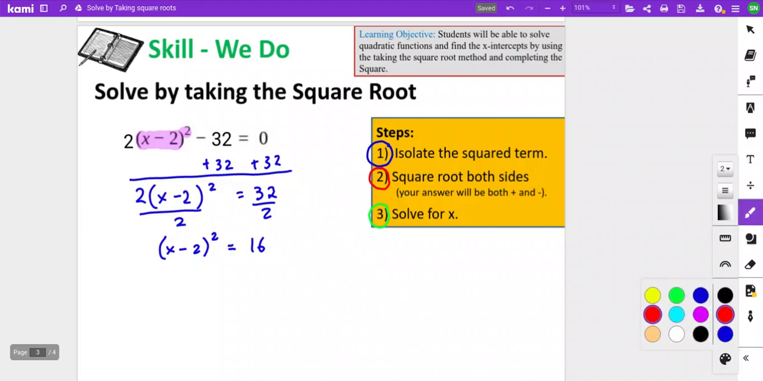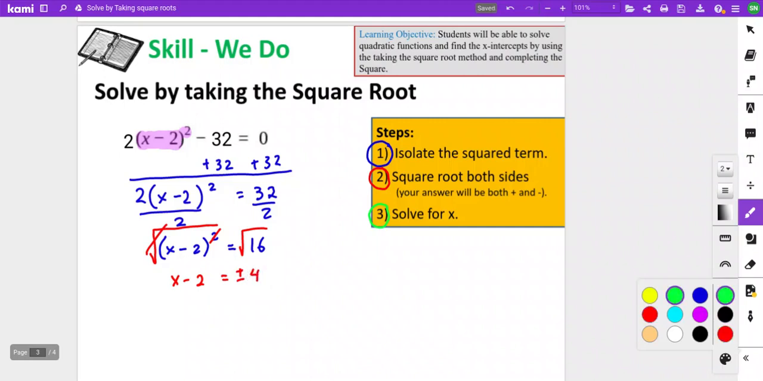We move on to step 2. We're going to square root both sides. The reason for rooting both sides is to get rid of the radical and the exponent since they're opposites of each other. And this gives us x minus 2 equals, then we have to take the square root of 16, which is plus or minus 4.